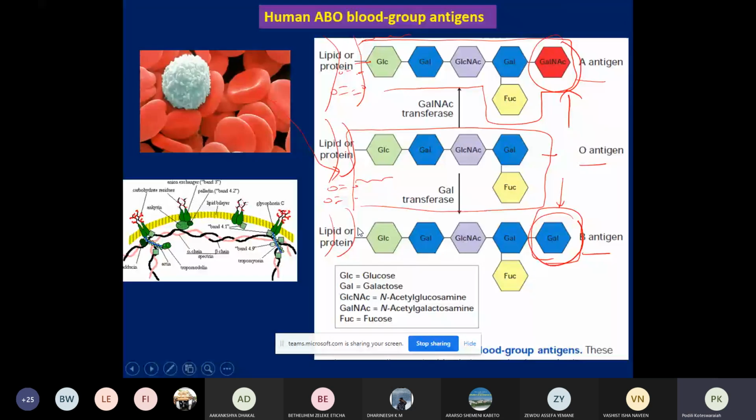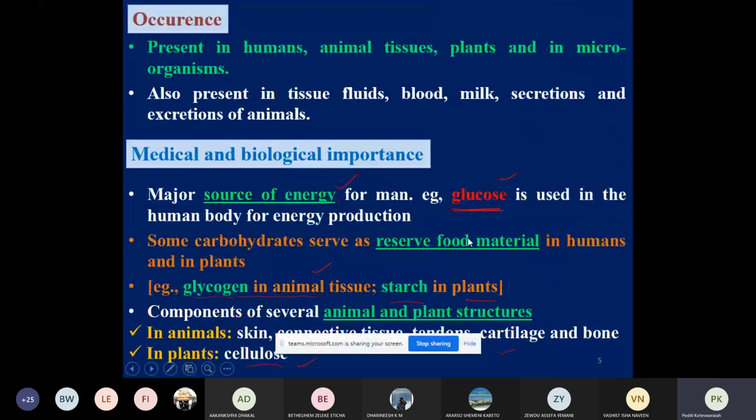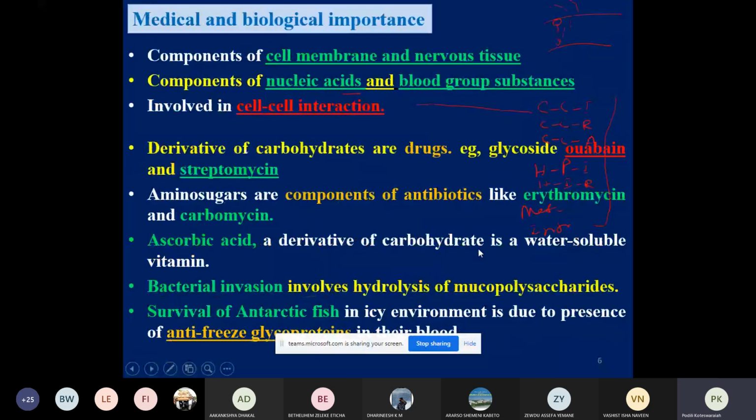The water soluble vitamin, ascorbic acid, is also a carbohydrate derivative. In addition to this, certain Antarctic fish survive in the icy environment because of the presence of antifreeze glycoproteins in their blood. So carbohydrates are not only the source of energy and the reserve food material, they have various functions in the cell, mainly what we have listed here.